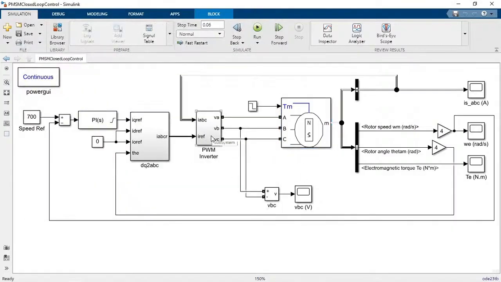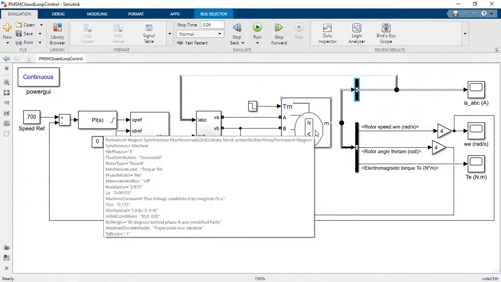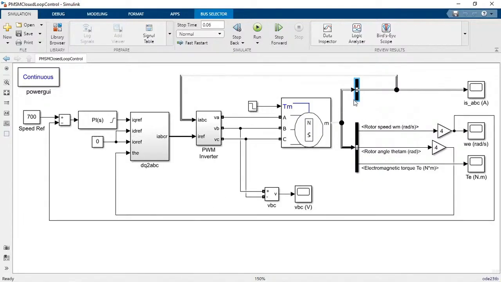Similarly, this is the PWM inverter. Again, it is another method of PWM inverter, I will tell you finally. And these are the bus selectors. Once you connect to the motor, the bus selector will sense the entire machine parameters to measurable values.